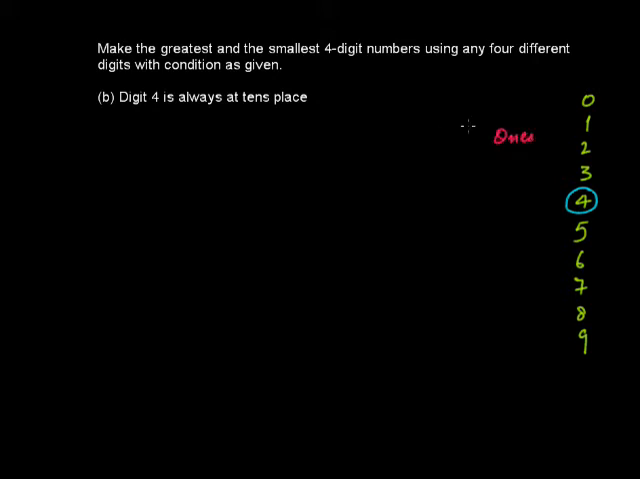Ones place, tens place, hundreds place, thousands place, and first we'll look for the greatest number. By the way, 4 is fixed for the tens place, so this is 4, and therefore forget this.